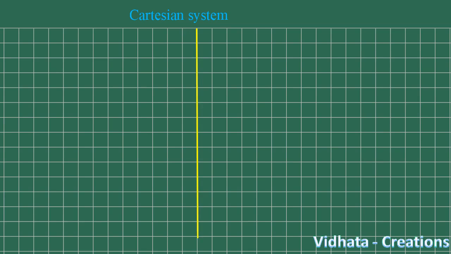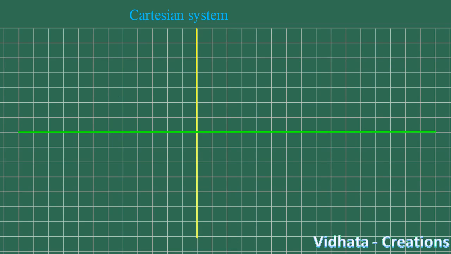I will take this as the first line, and I will take another line, as per the information, that should be perpendicular to the previous line. So let us take another line which is perpendicular to the given line.